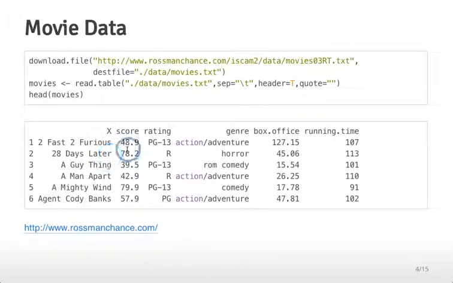So again, we have the movie title, the score on Rotten Tomatoes, the rating, the genre of the movie, the box office, and the running time. And so we're going to be using the score as our outcome and then these other variables as covariates.